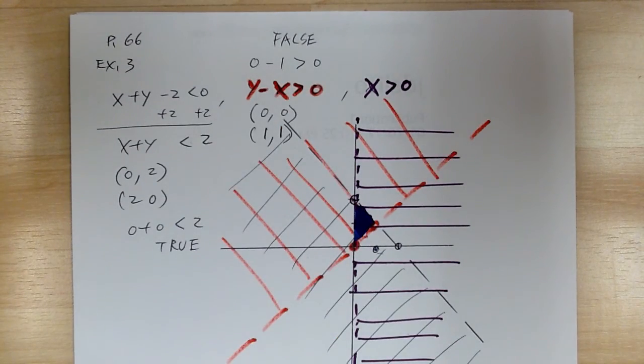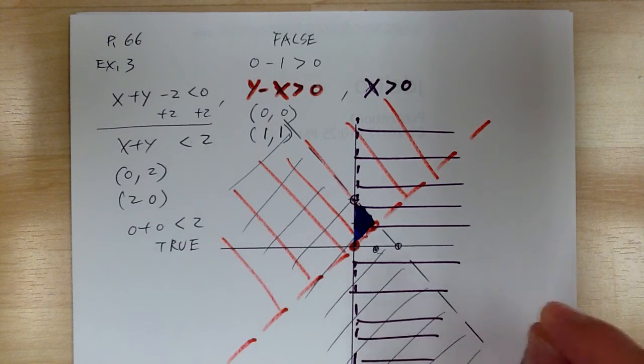The reason you do shading is that there are an infinite number of points in there, so you have an infinite number of answers. Therefore you're not going to be able to list every single one of the points, so you have to do the shading.